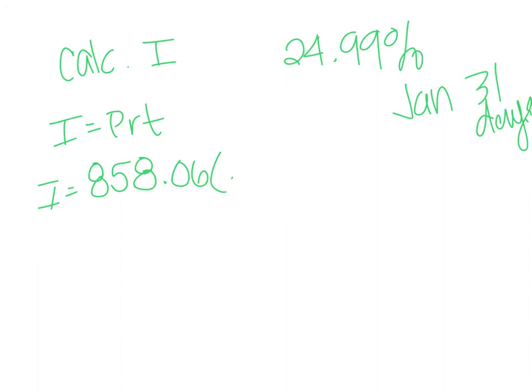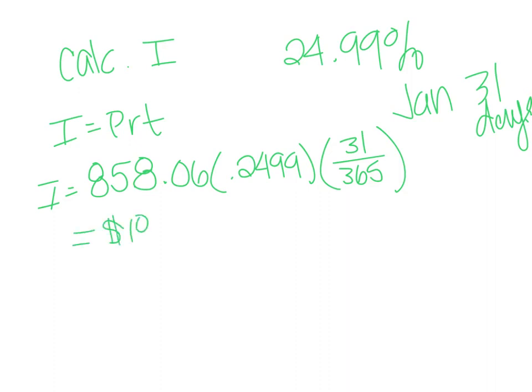Our rate is 0.2499. And our time here is going to be 31 over 365. I'm going to put my number of days in the month over the number of days in a year. When you put this in your calculator and multiply, you should end up with 18.21. So this 18.21 is the interest or the finance charge on the card from January.